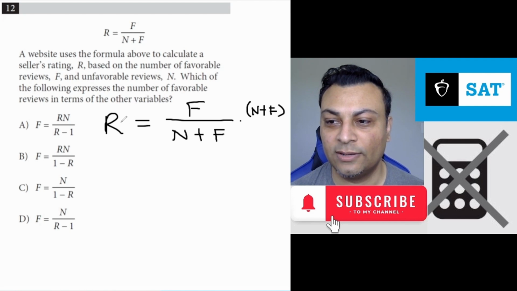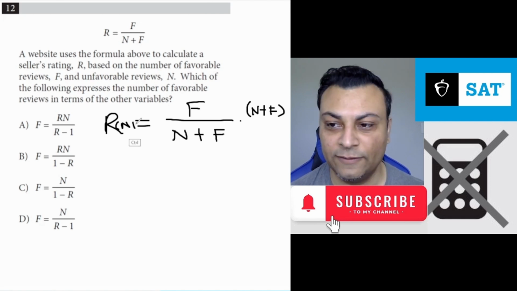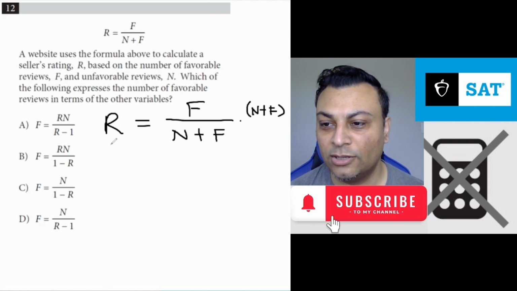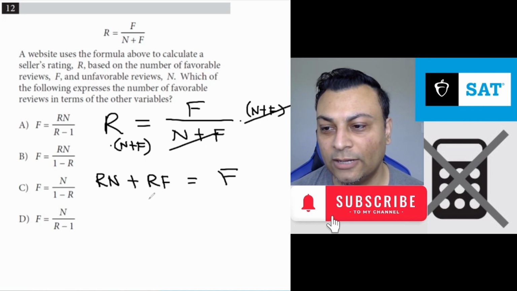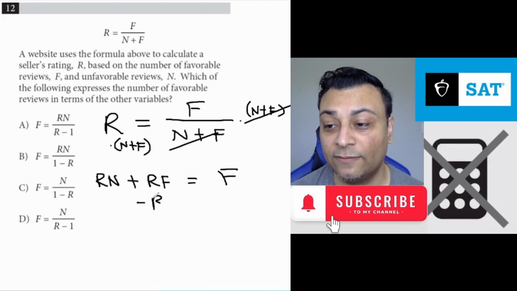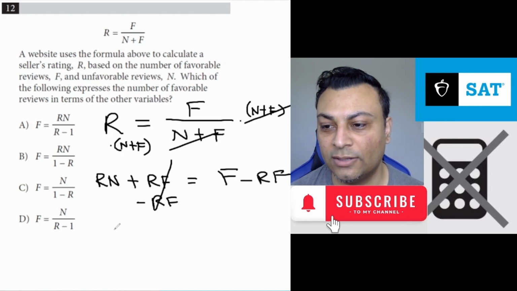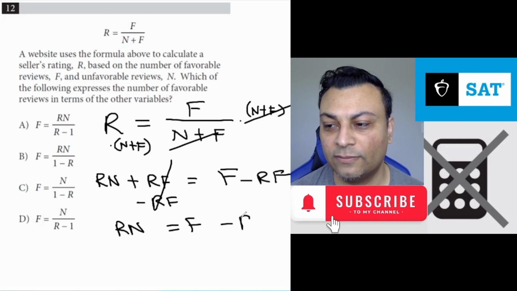And this one will multiply by N plus, it's not going to fit in there, so this is going to multiply by N plus F. This is multiplying. So you can distribute, you get Rn plus Rf equals F, because these are gone. Okay, and now let's subtract Rf on both sides, because we want the F on one side, so minus Rf minus Rf. Then you get Rn equals F minus Rf.